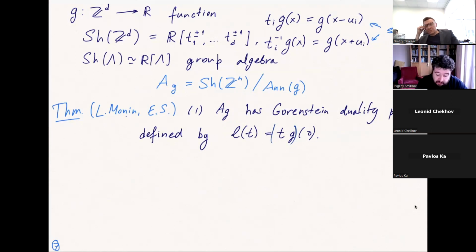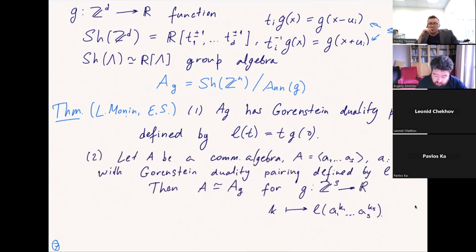All right, and one more thing is that all algebras, so let me say it, let A be a commutative algebra generated by certain elements.